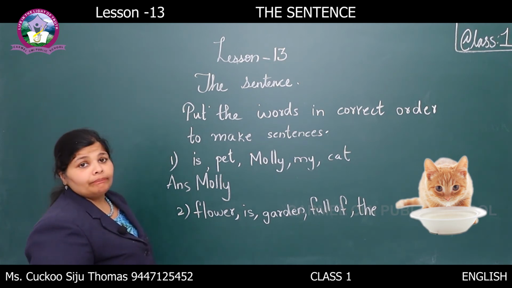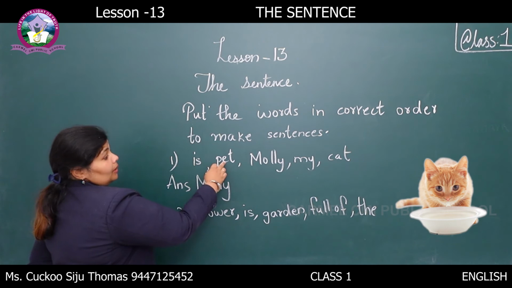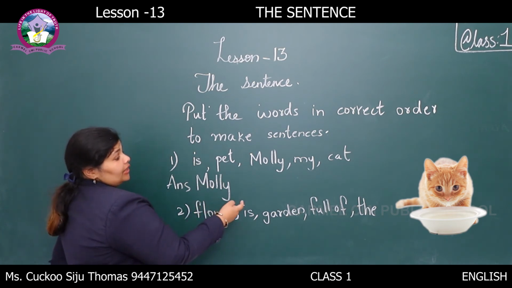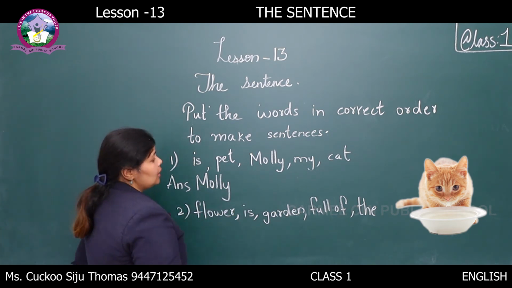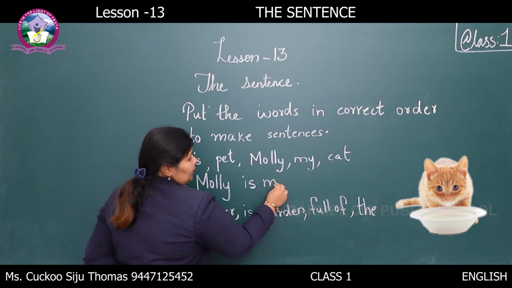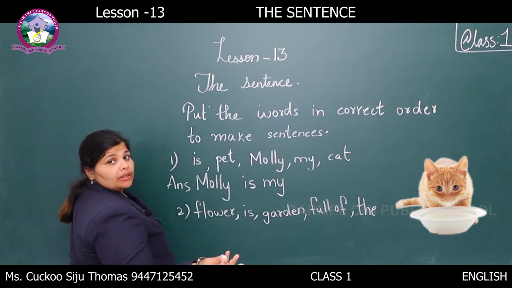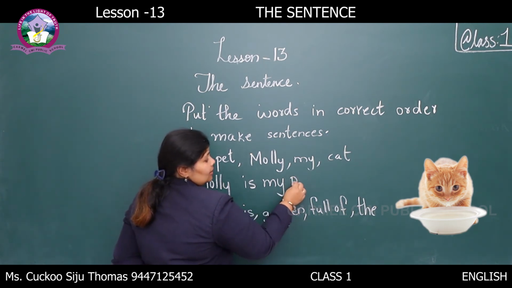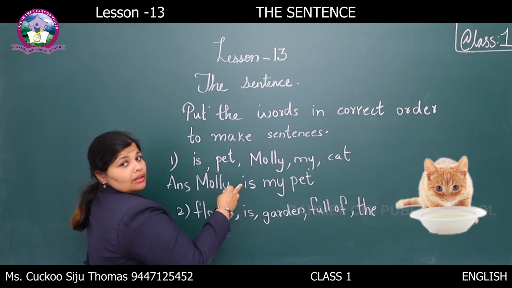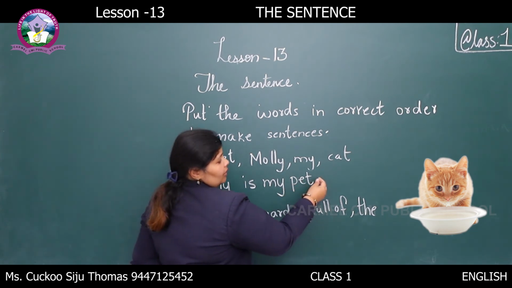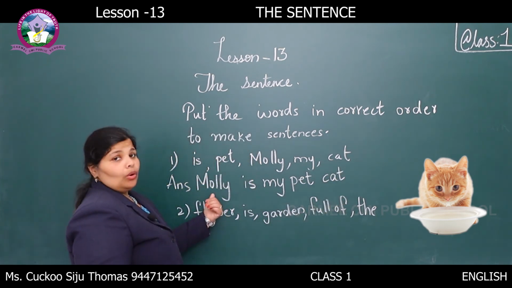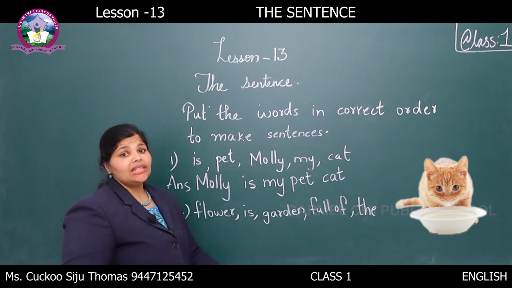Now, what does Molly have? A pet cat, isn't it? So, the name of the cat is what? Molly, isn't it? So, Molly is whose? My what? Molly is my what? Pet? What pet? Dog? Cow? What is given here? Cat. So, the name of my pet cat is? Molly. Molly is my pet cat.